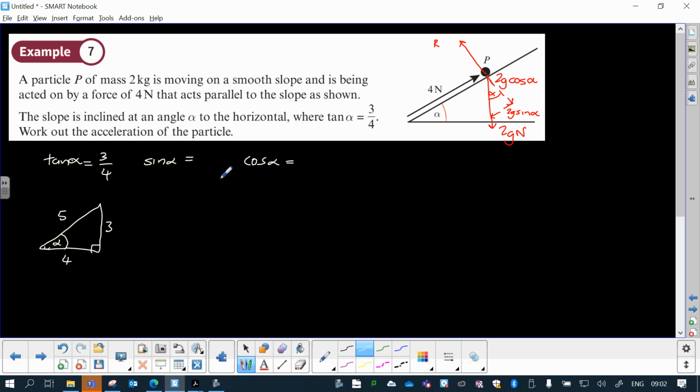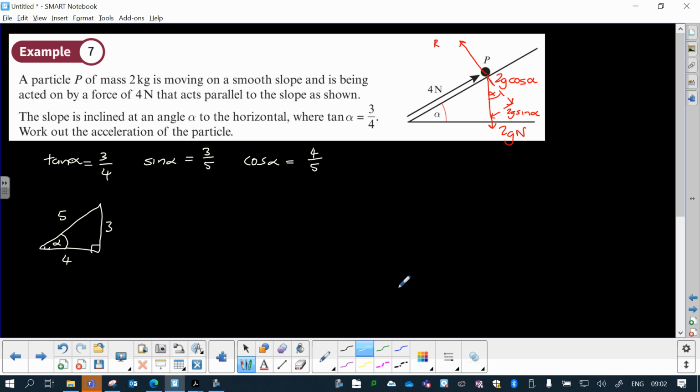All right, so now that allows us to work out sine alpha. Sine alpha then is opposite over hypotenuse, it's 3/5. And cos alpha is adjacent over hypotenuse, it's 4/5. Now you might be given that in a question. It might just say tan of this is this. If it gives you the angle in terms of tan, sketch a general right angle triangle and fill in the blanks.